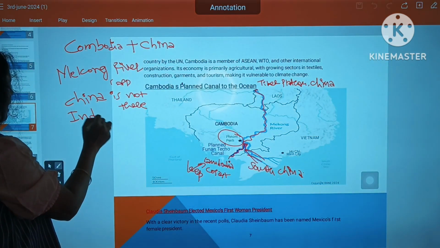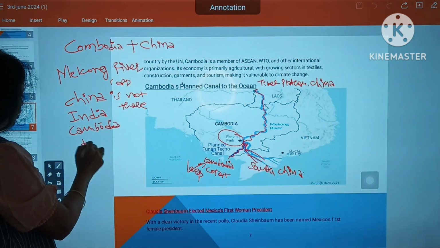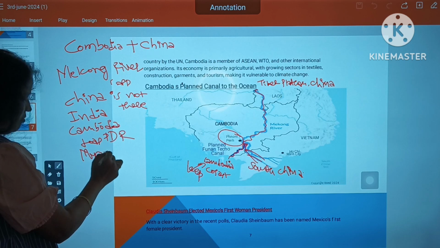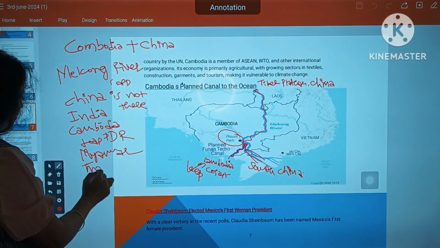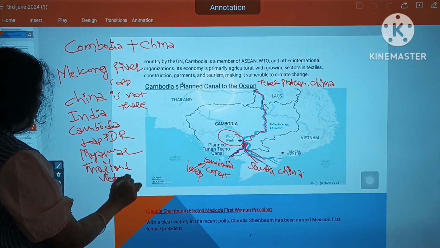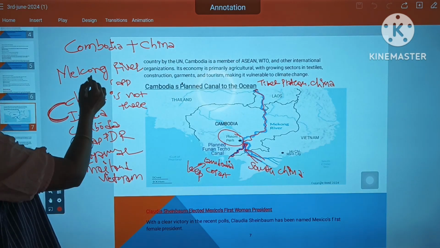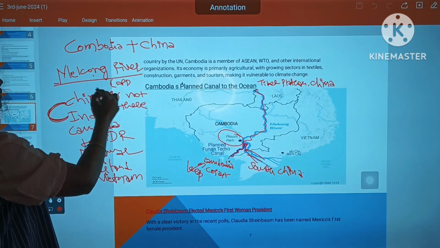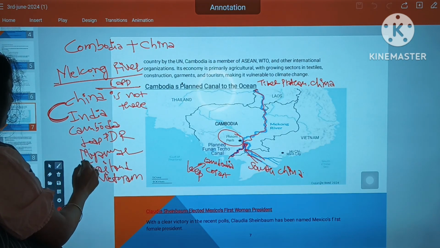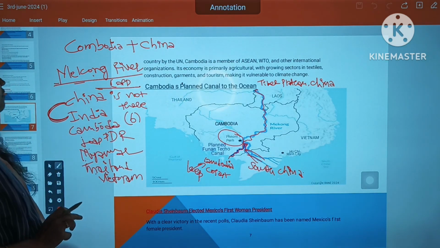India, Cambodia, Laos PDR, Myanmar, Thailand, Vietnam. So in this list China is not there, because China and India are rivals. They can't stay in one cooperation at any cost. So only India, Cambodia, Laos PDR, Myanmar, Thailand and Vietnam are the countries that are members of the Mekong River Cooperation.